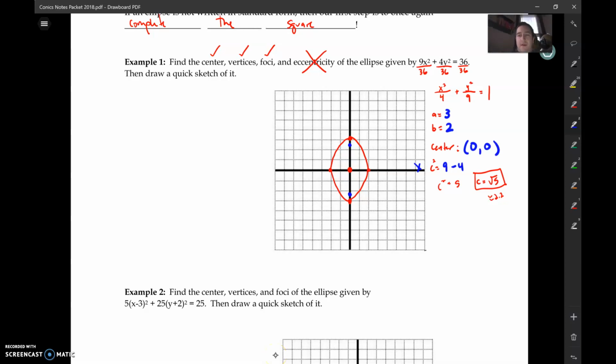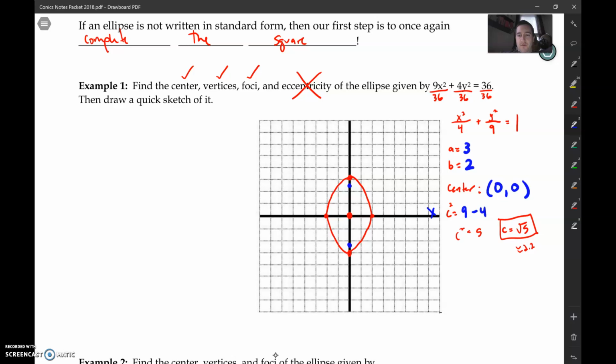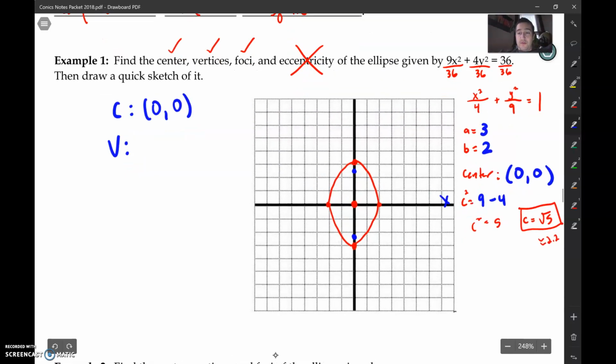And we're back right where we left off. We have so far sketched our ellipse. But to completely finish, we need to list off to the side the center, which is 0, 0. The vertices, which are actual coordinates, right?